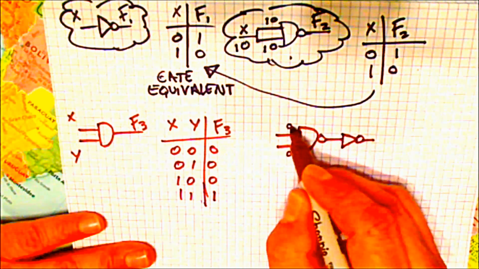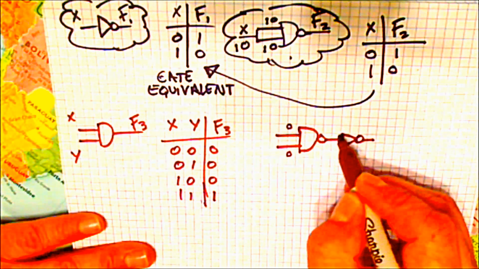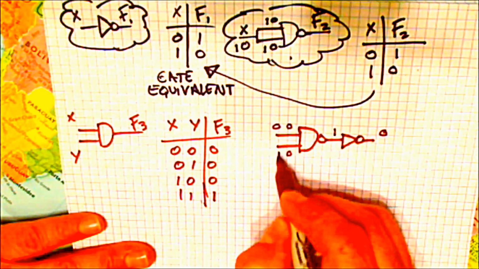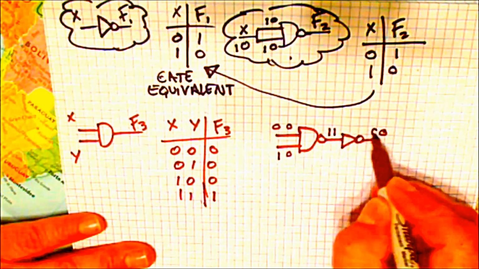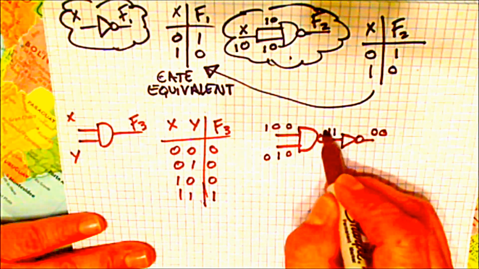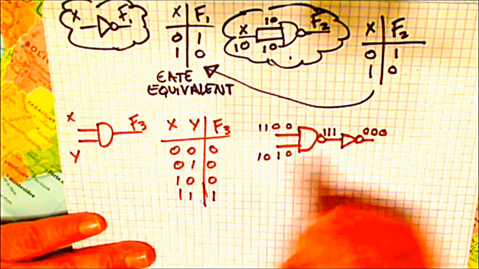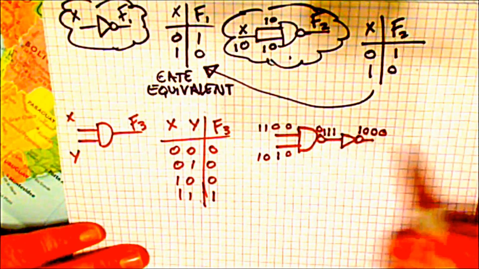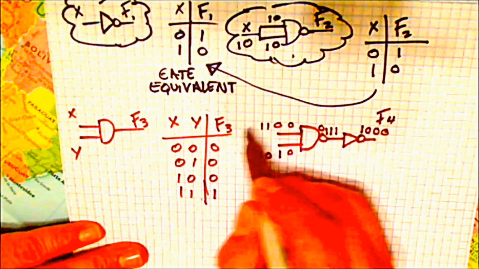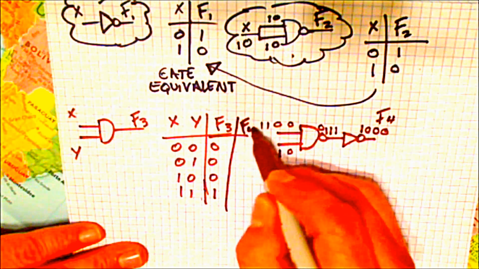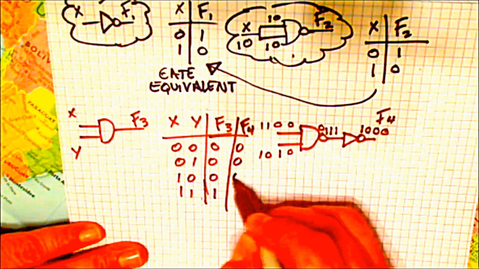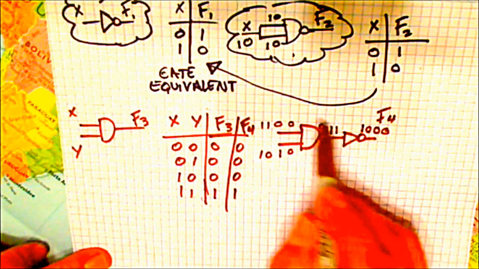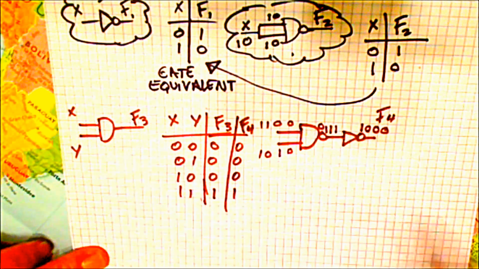0, 0, 0 NAND 0 produces a 1, which then inverted produces a 0. 0, 1 produces a 1, which then inverted produces a 0. 1, 0 produces a 1, which then inverted produces a 0, and 1, 1 produces a 0, which then inverted produces a 1. So this truth table, if we call this F4, produces 0, 0, 0, 1. Therefore, F3 and F4 are equivalent. Therefore, we can say that this is an AND gate.